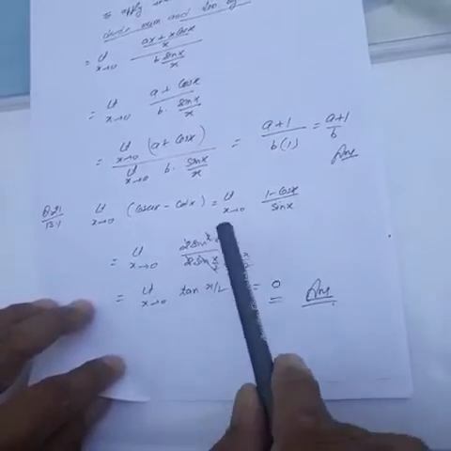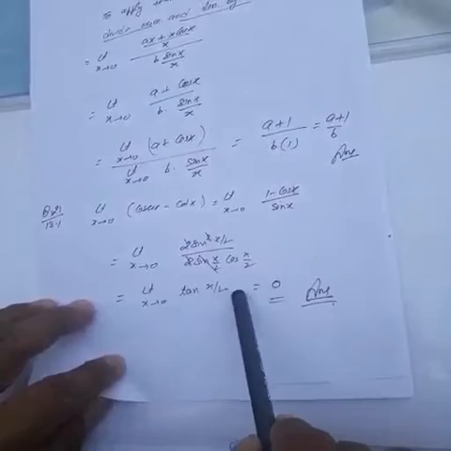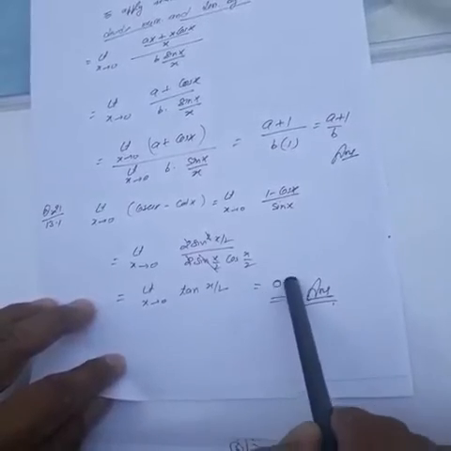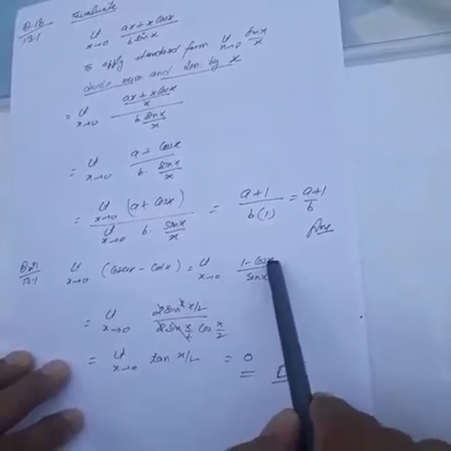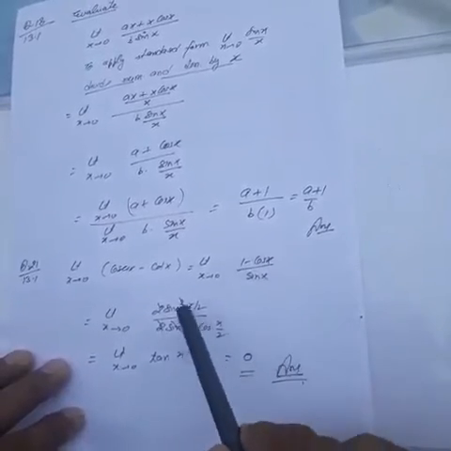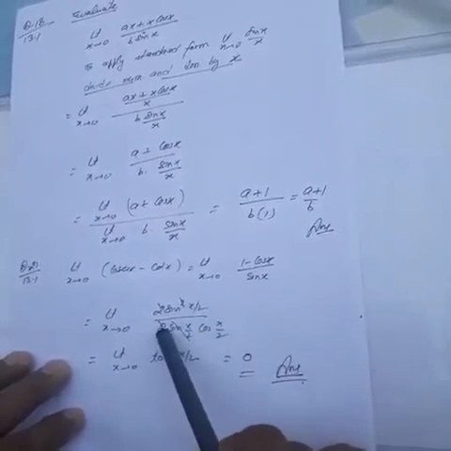And here we are not getting an indeterminate form. It is 0, so 0 is the answer. Here you can check that at x equals 0 it is 0 upon 0, so that's why this simplification is required.